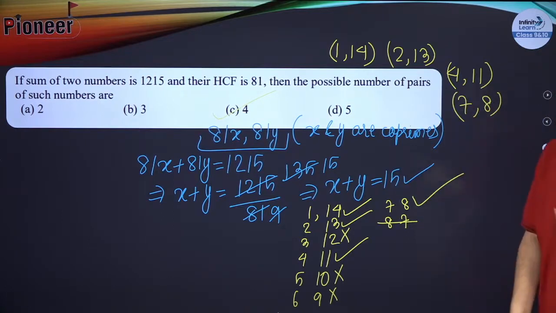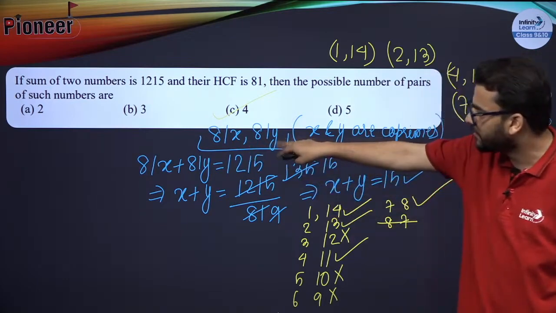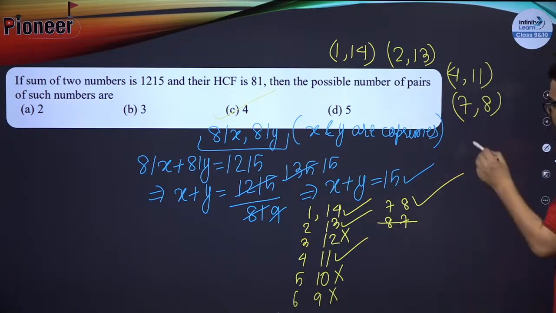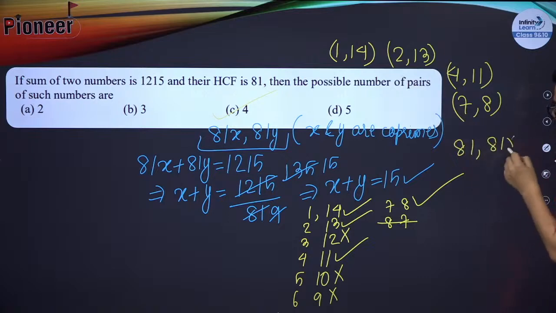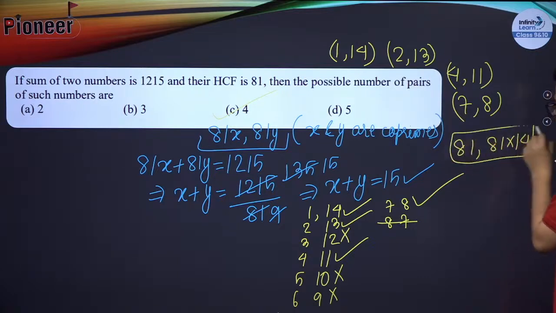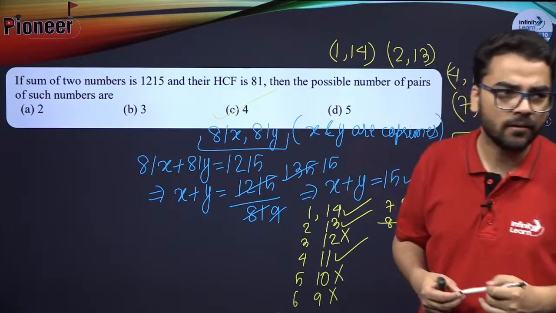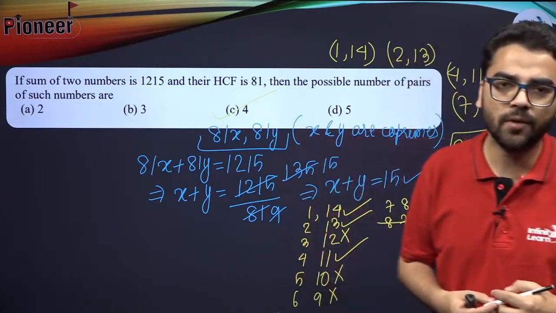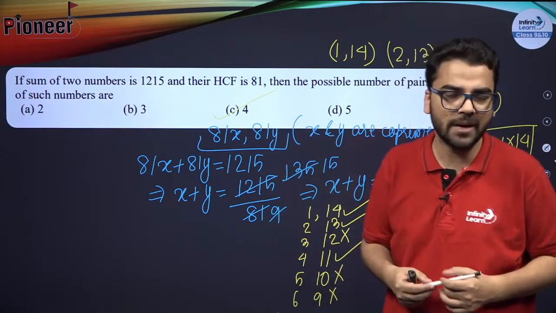If you want to find such numbers, they are 81x and 81y. Suppose I want the first option, so I'll get 81 times x, x is 1, and 81y, so 81 into 14. So this is one of the two numbers whose HCF will be 81 and whose sum will be 1215. I hope it is clear. It is from a board exam only, a previous year question only. These questions are there in the sample paper.